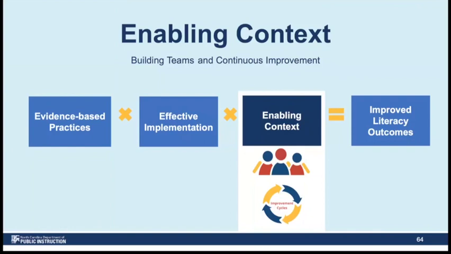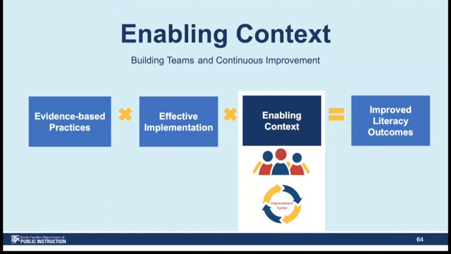And part of that enabling context is that team, creating a team. So we talked about this a bit last time. As you're building the conditions to make this work come to life in your districts and in your schools, think about having a team, a district level team that supports the work. They're looking at that literacy intervention plan and how that functions to enable the work to occur, and having an improvement cycle.